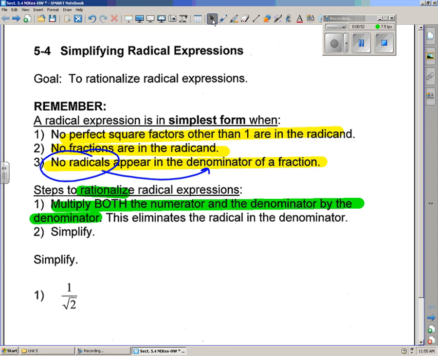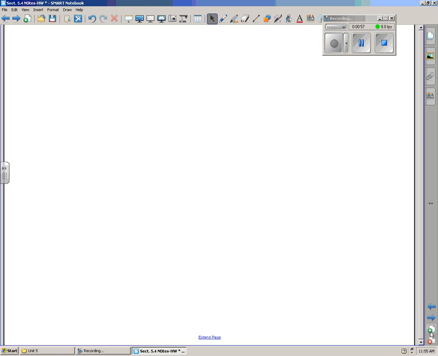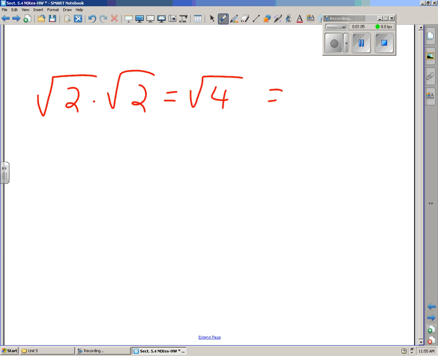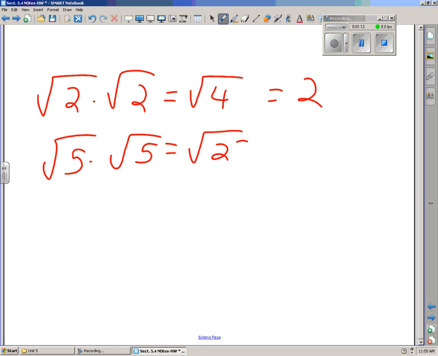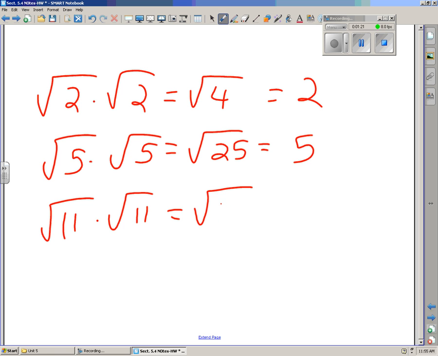So the idea is, I'm going to throw up a new sheet here right now, but what you should understand is any square root times itself is just that number with no symbol. For example, radical 2 times radical 2 using the product property is the square root of 4, but the square root of 4 is just 2. And radical 5 times radical 5 becomes radical 25, but that's a perfect square whose square root is just 5. Radical, let's say 11 times radical 11 equals radical 121, but that's just 11.